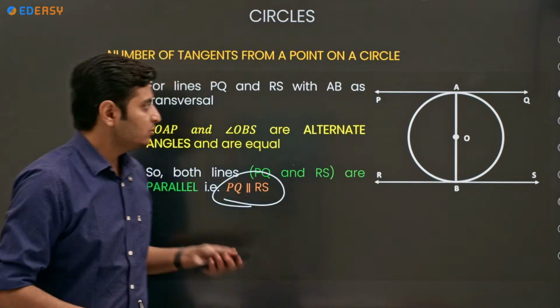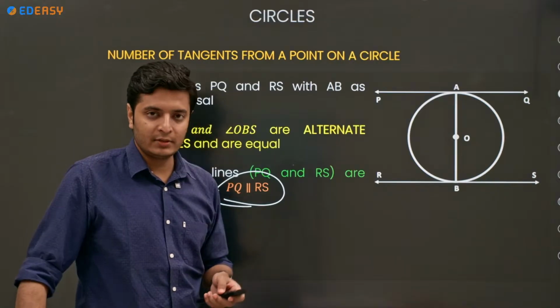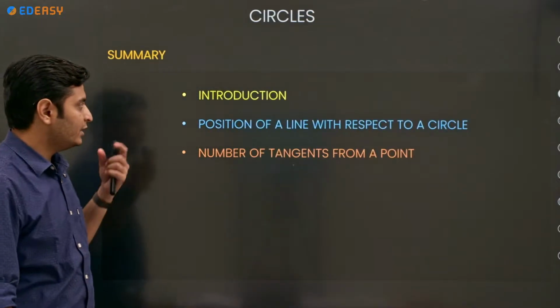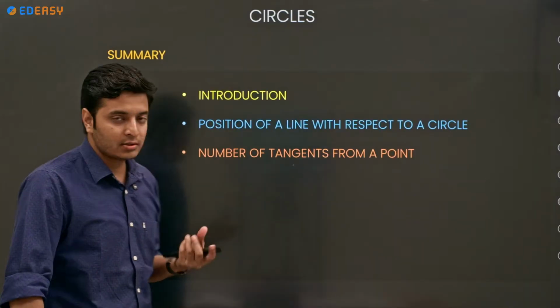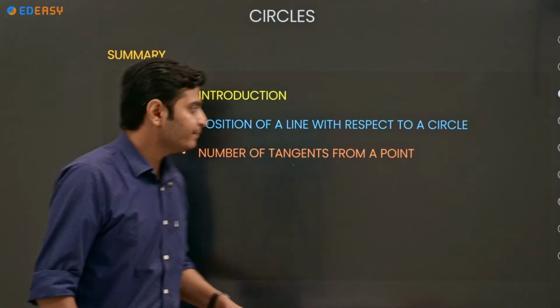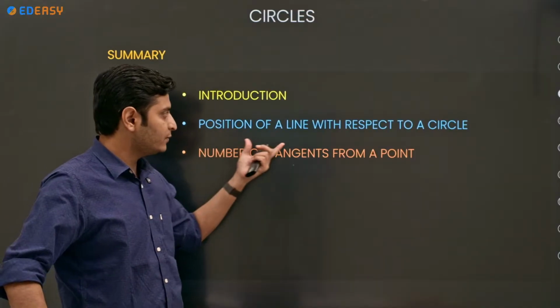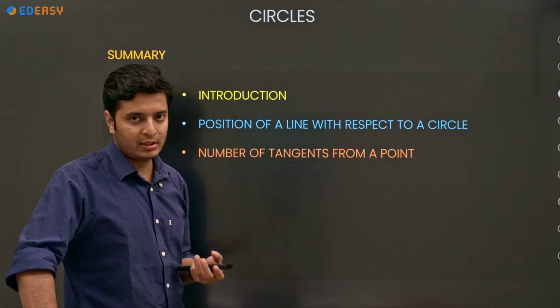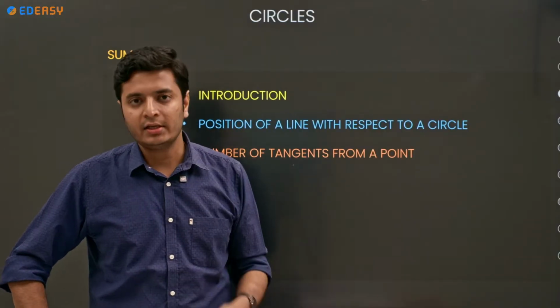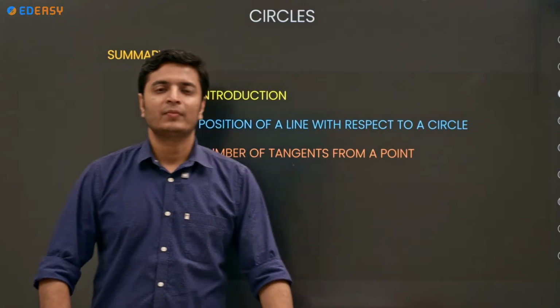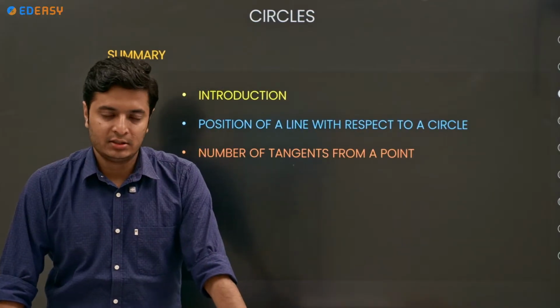Okay, so as of now we are done with this chapter. So what did we understand? The introduction part, what is a circle, different things related to circles. Then we understood the position of a line with respect to a circle. Three cases we have seen. Then the number of tangents from a point. Three cases for this one also. Now we are done with this chapter.